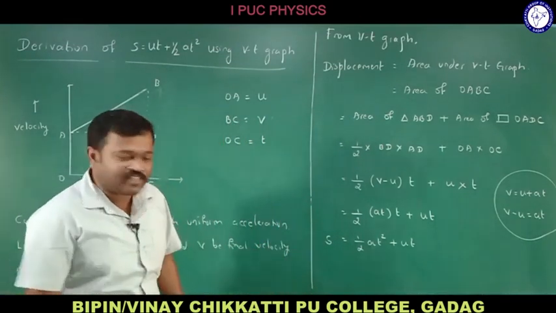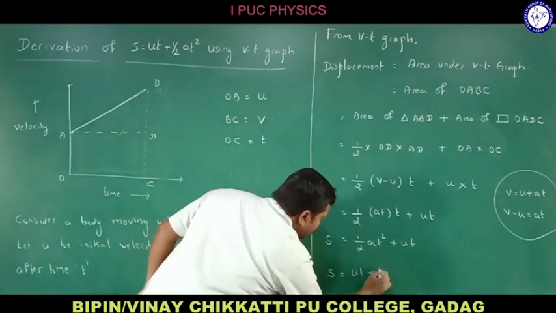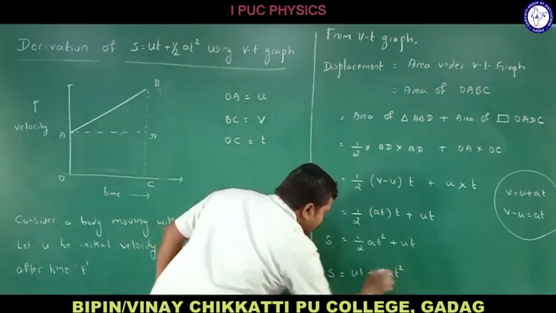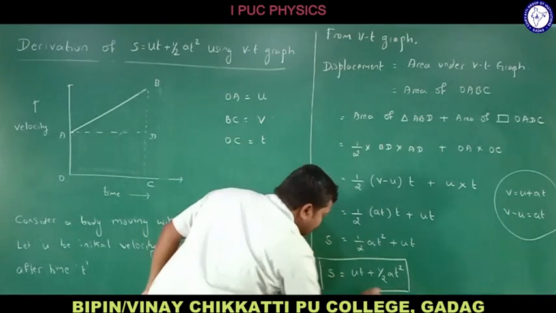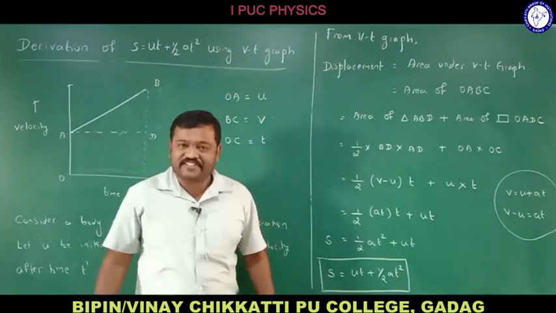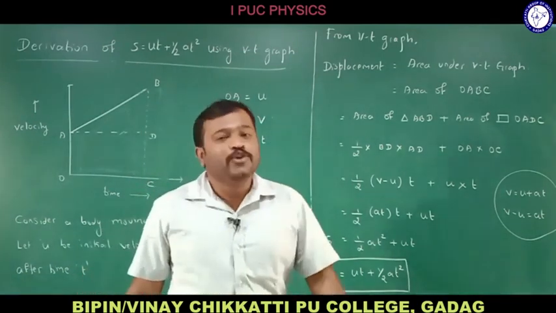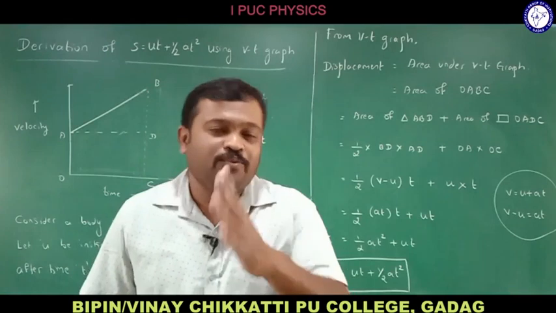Did we get the equation? Yes. This equation can be written like this also: S equal to ut plus half at square. So this is the proof, right? I have proved the second one, S equal to ut plus half at square, using the VT graph, right?